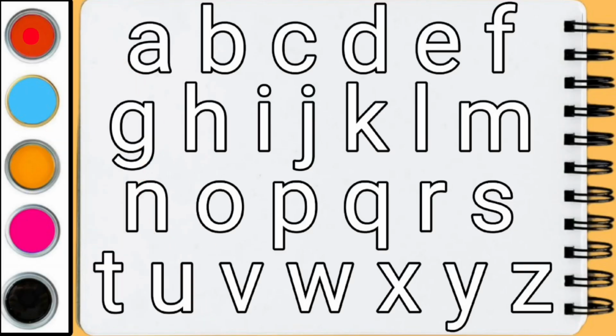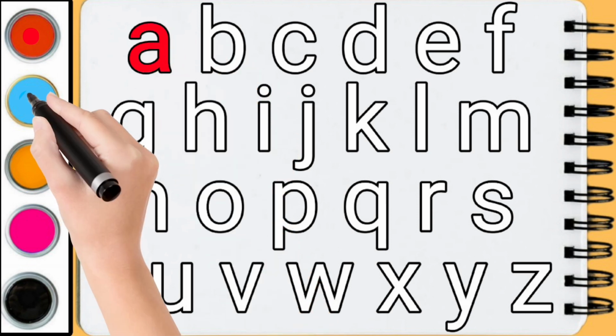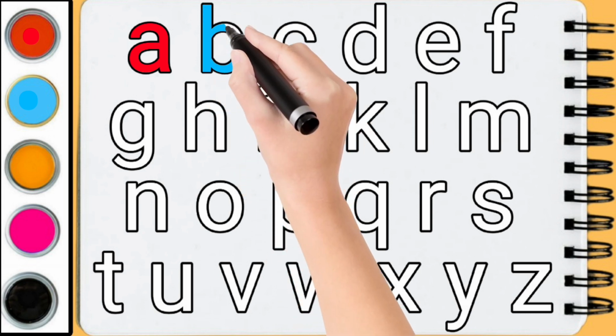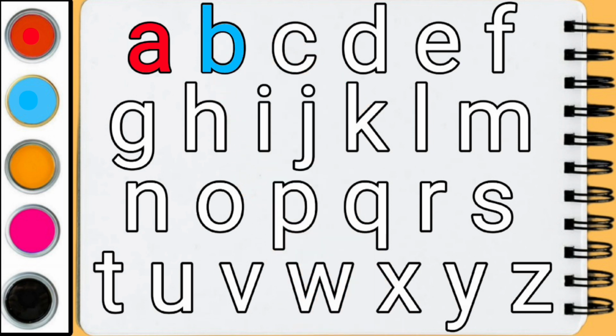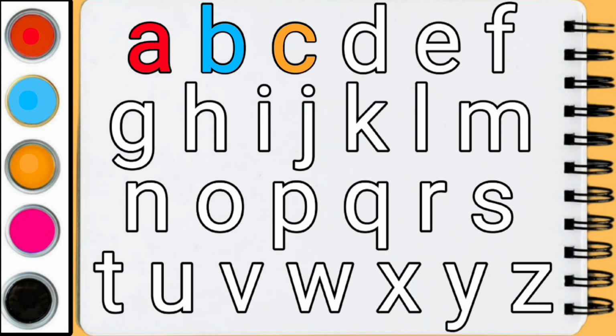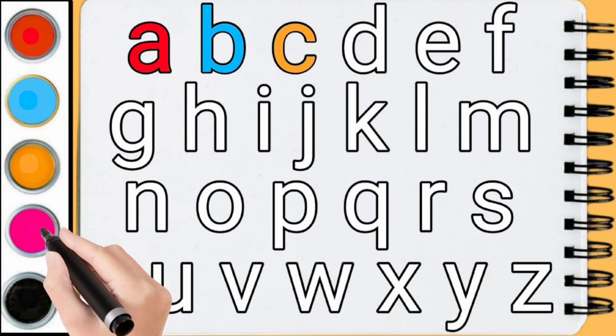Red color, small a, A for apple. Blue color, small b, B for ball. Orange color, small c, C for cat.